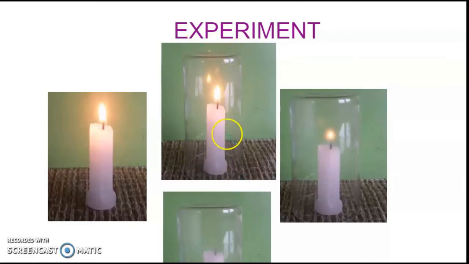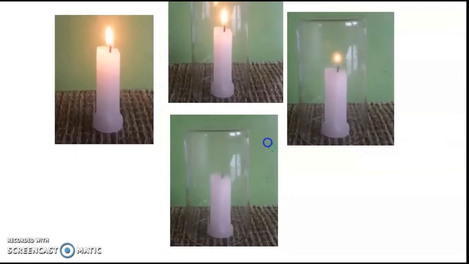The air around the candle is lessened, or it is used up. There is no air around the candle. As there is no air around the candle, what happens? Yes, the flame goes off. So from the experiment, what can we prove? Yes, air, especially oxygen, is required for combustion. If there is no air around a substance, the substance will not burn.